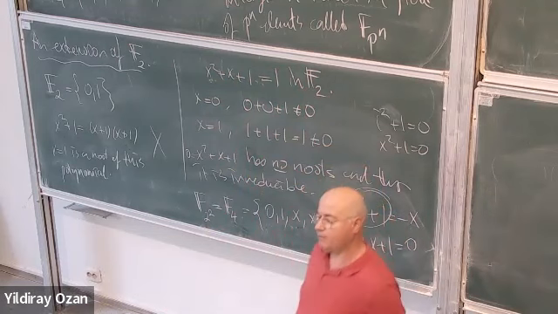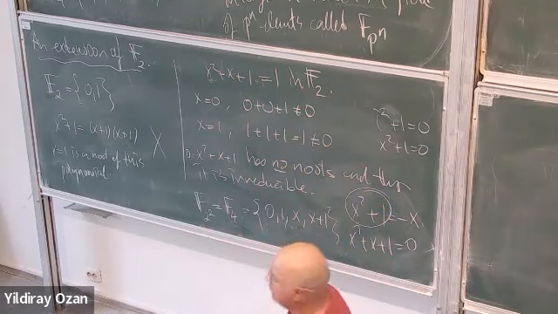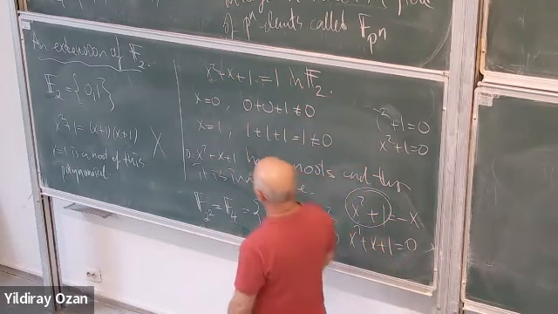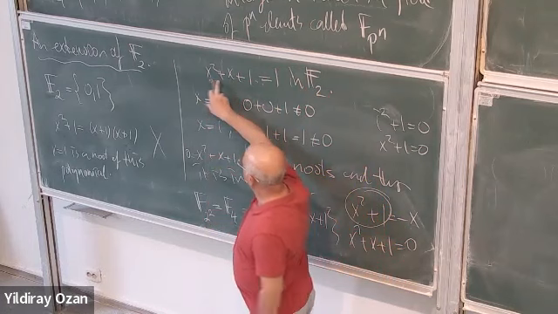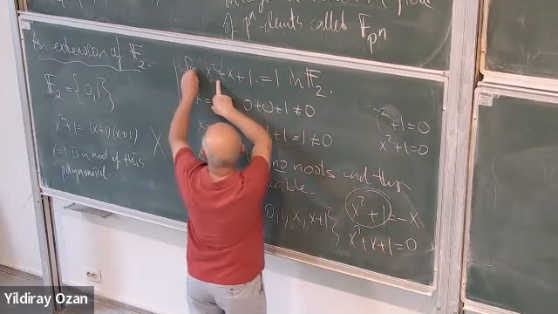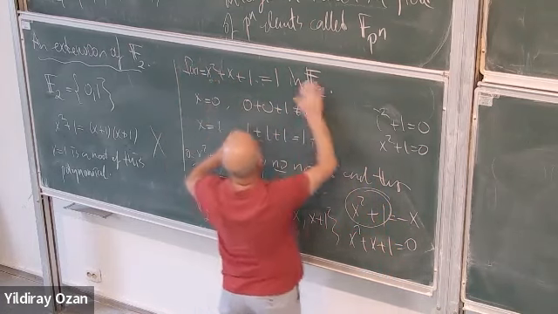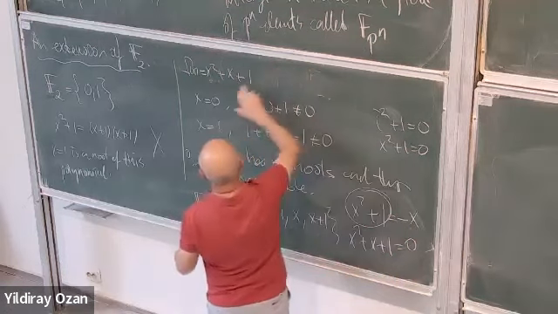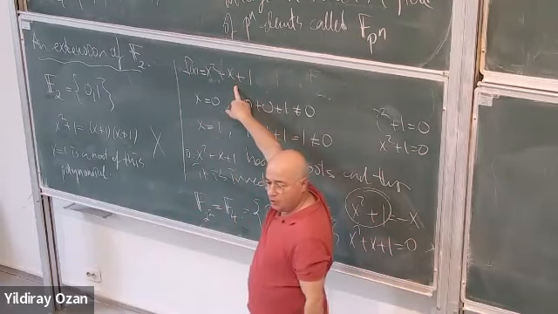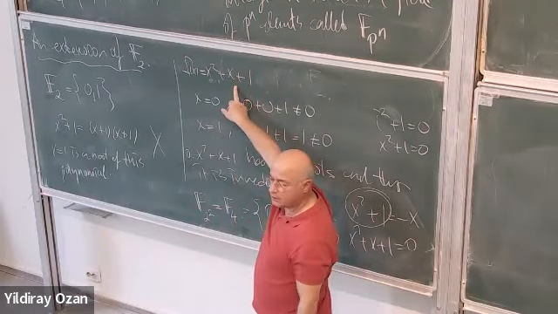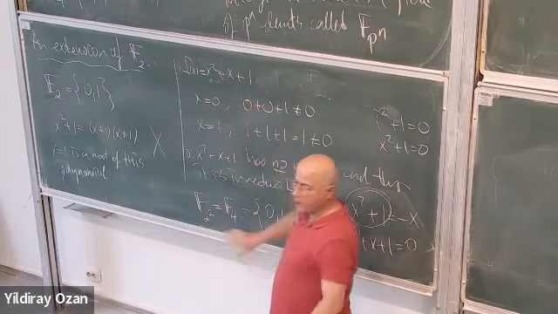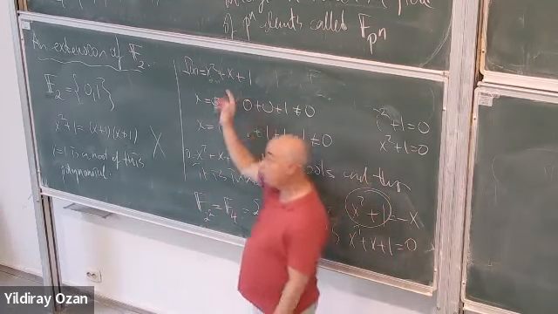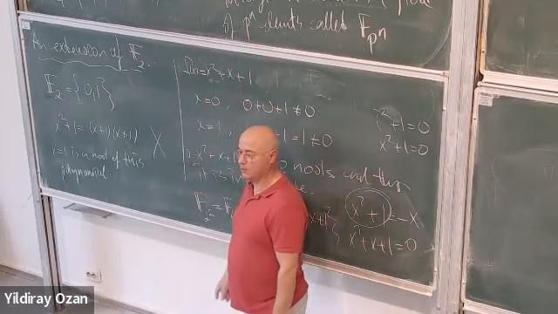Not in F4. What you are saying is this actually. If I consider this as a function in F2, this is the constant function one. Because whatever you put here, you get one. So it's a constant function. But the polynomial is not a constant polynomial.